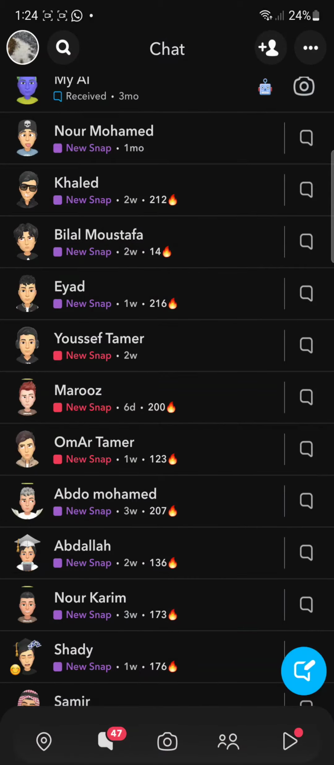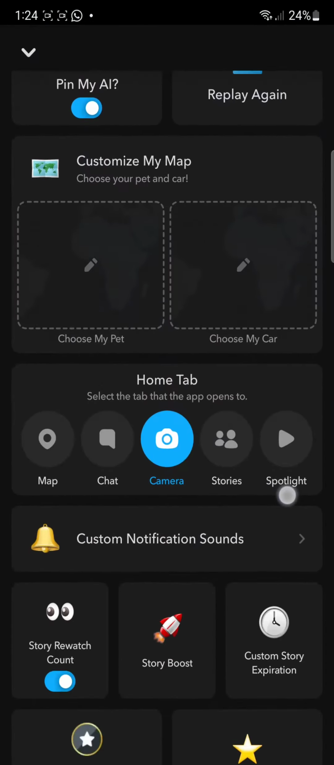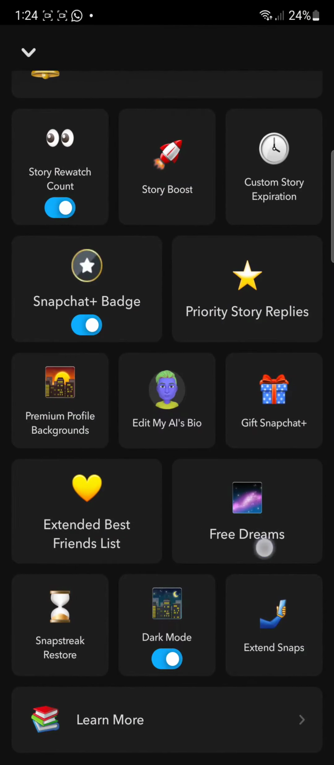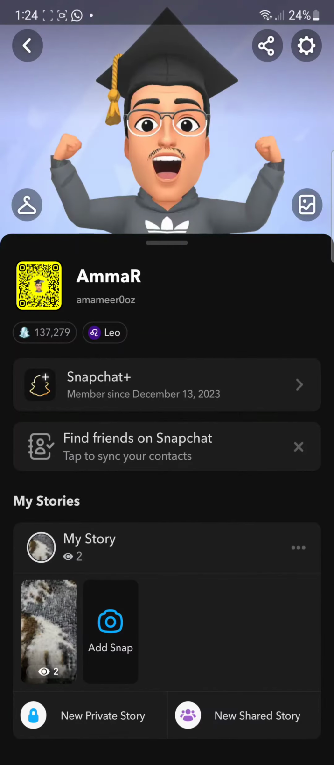So how we can know is actually with this badge. As you can see, this star is basically the Snapchat Plus star. This is a badge that you can turn on in the Snapchat Plus features. As you can see, Snapchat Plus badge. And if anyone has this right beside their name, that means they have Snapchat Plus.